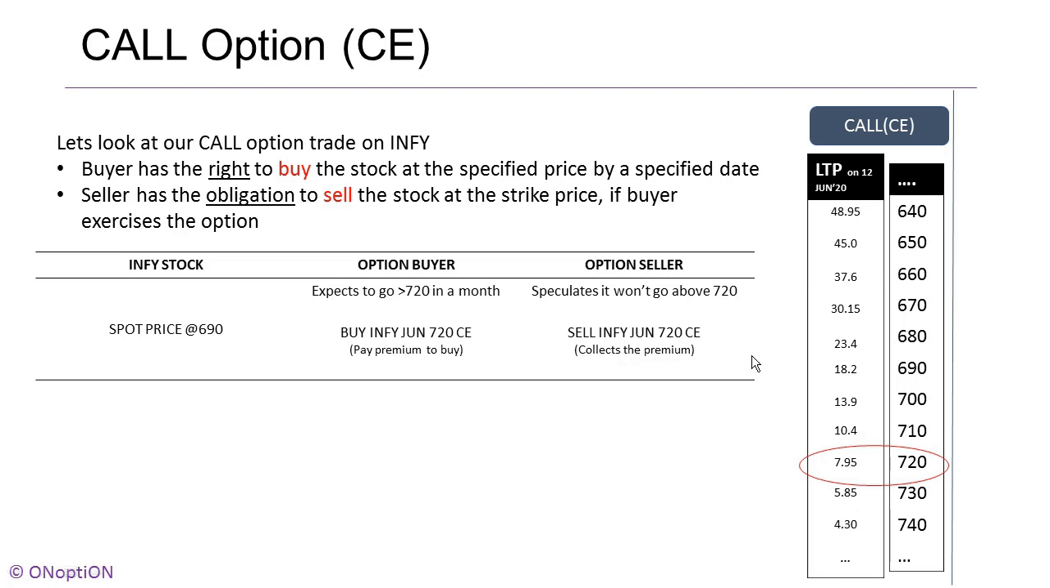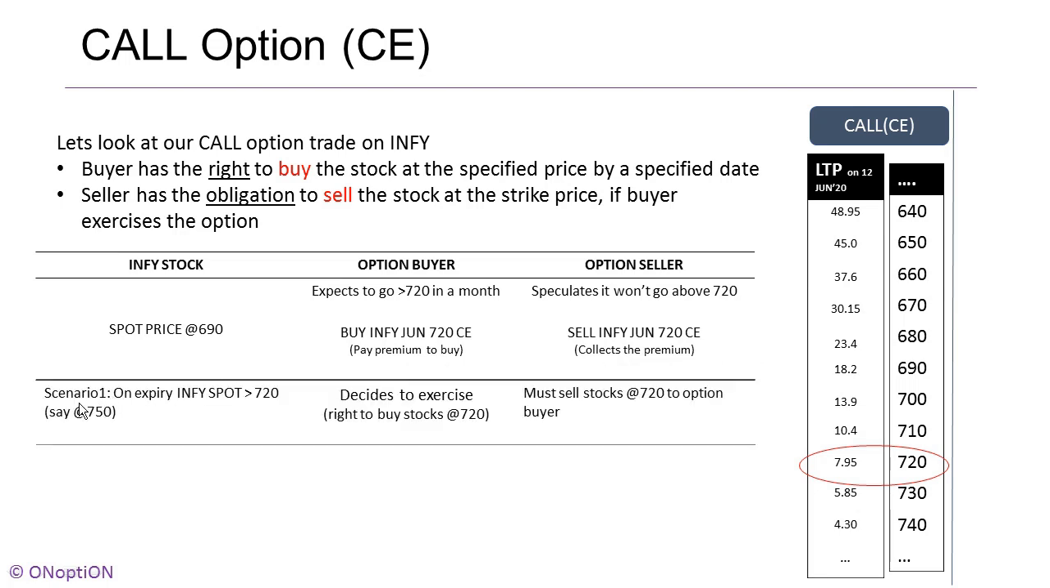Now let's see what happens on the expiry date. On expiry date, let's take scenario 1. Assume INFI stock is trading at 750 rupees. In this case, the option buyer's expectation has become true. He expected that it would go above 720, and now it is trading at 750. So he can decide to exercise his contract. That means he has the right to buy the stock at the specified price. He had bought the contract of 720, so he can buy INFI stocks at 720 rupees. But remember, INFI stock is trading at 750 rupees. So he gets this 30 rupees profit immediately.